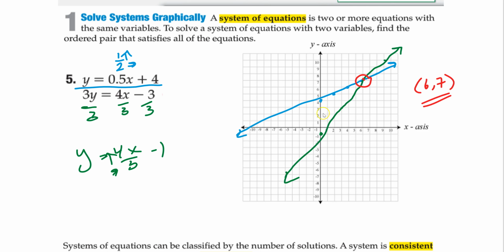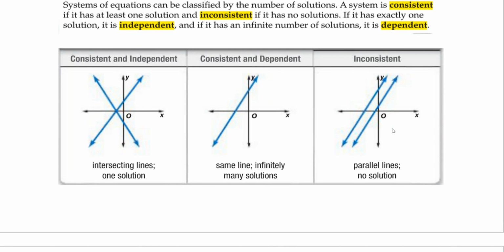Now with that in mind, we can see that they cross and we have a solution. Sometimes we graph and we have no solution, when they're parallel and don't cross, and sometimes we graph and they're actually the same line. All those things have very specific names. That's what the next part is. The one we just had, where they cross, we call that an independent system because you have one solution. Those are also known as intersecting lines.